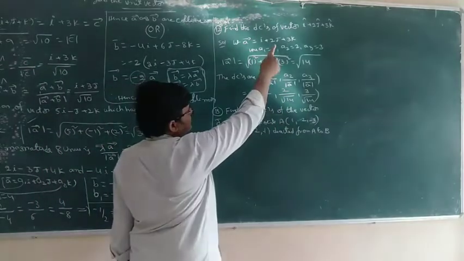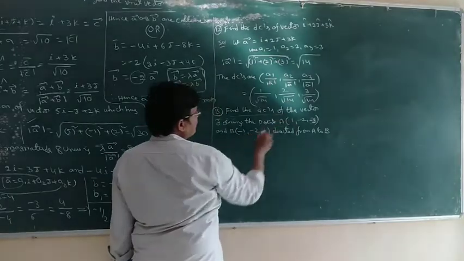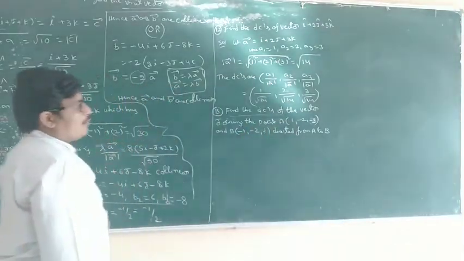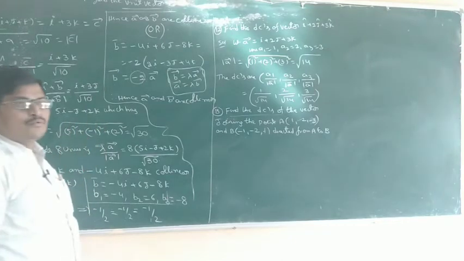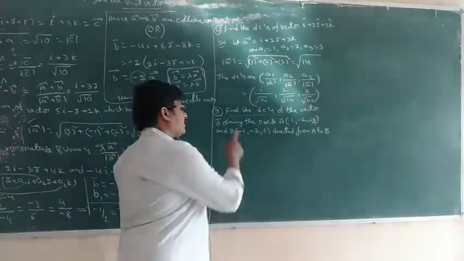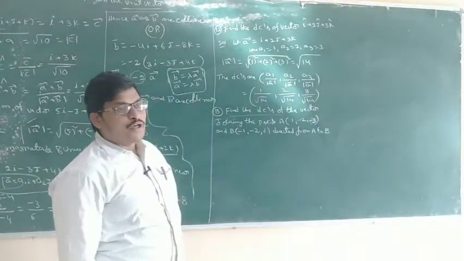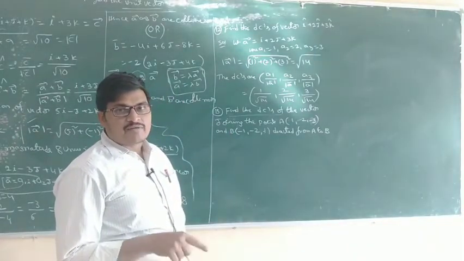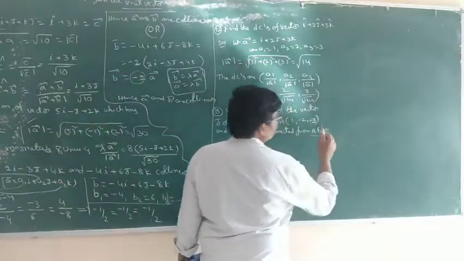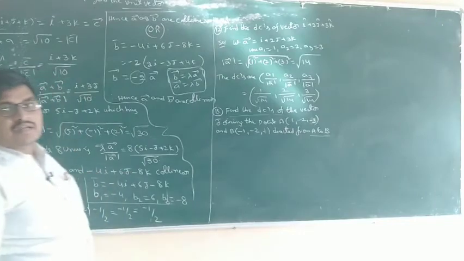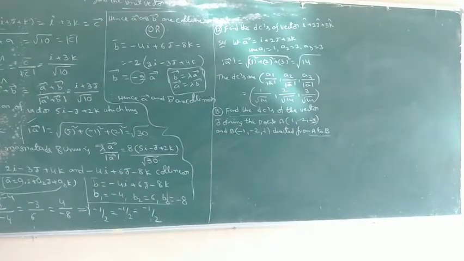See, these are two position vectors. A point is nothing but a position vector. The position vector of A is OA, and the position vector of B is OB. Which vector's direction cosines do we have to find? A to B means the AB vector's direction cosines.